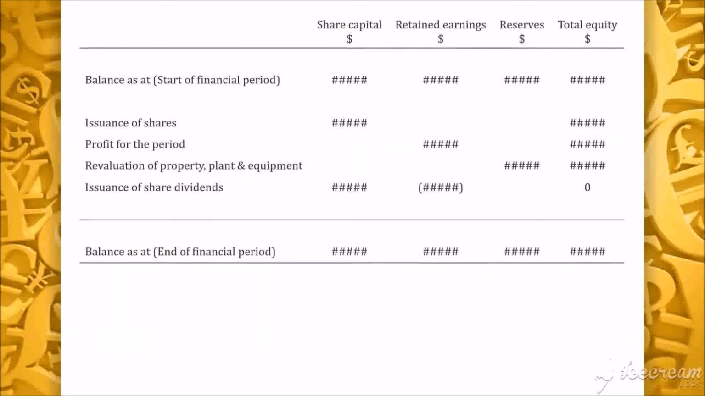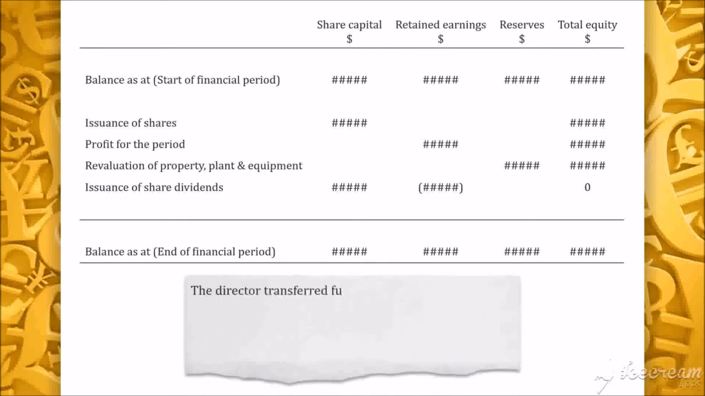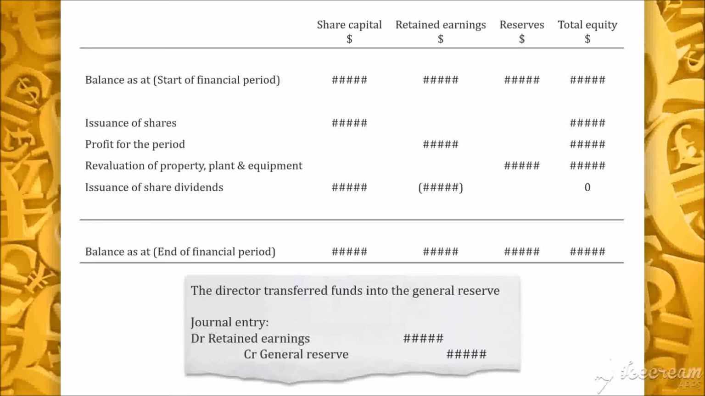Another example of transactions affecting more than one component of equity but causing no change to total equity is the transfer of funds to the general reserves. General reserve is the amount of funds kept aside from profits earned by the company to meet future needs. In other words, it is a portion of profit put back into the company to help the company when it needs the funds. Since it is a transfer of funds from profit to general reserve, the journal entry is to debit retained earnings and credit general reserve.